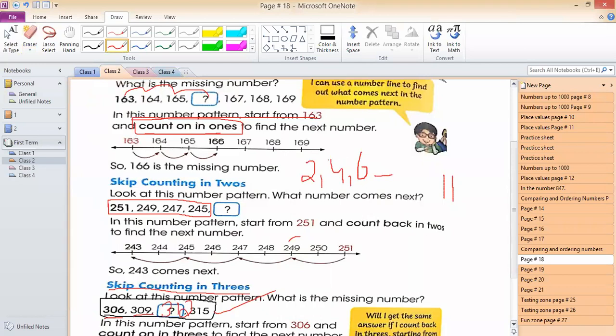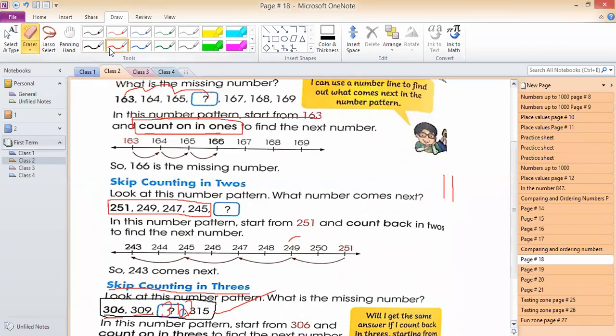From 2, 3, 4, the next number. I will count from after 4: 5, and then 6. After 6: 7, and then 8. Then 9 and 10. 11 and 12. 13 and 14. This is how I can do it. So this is the easiest example for skip counting in twos.